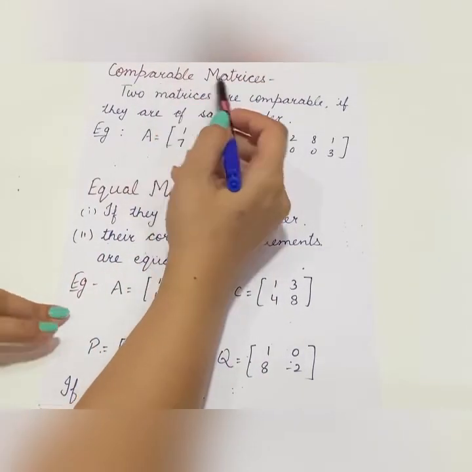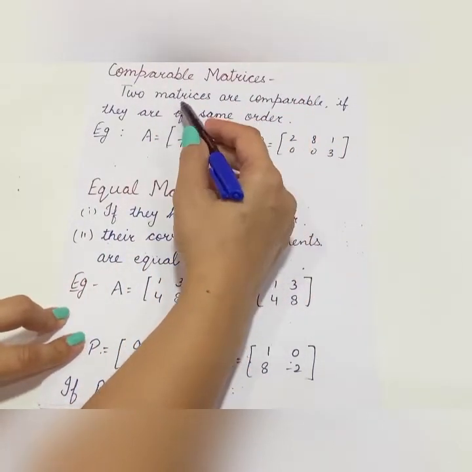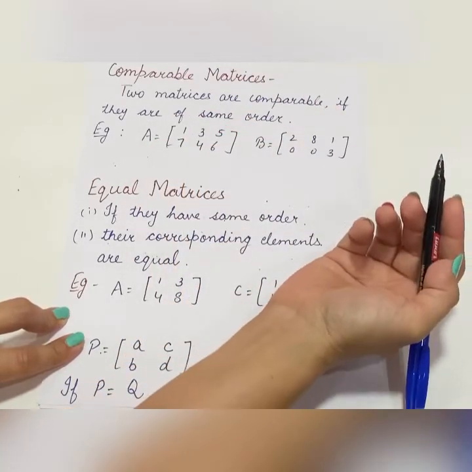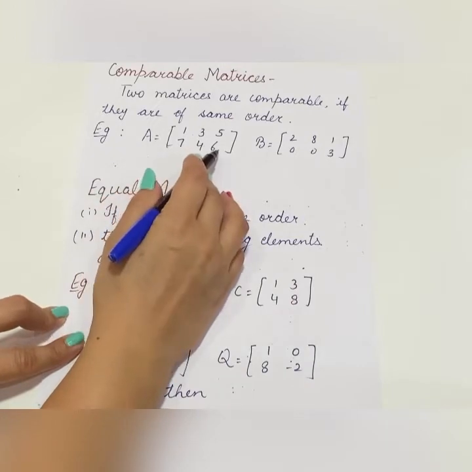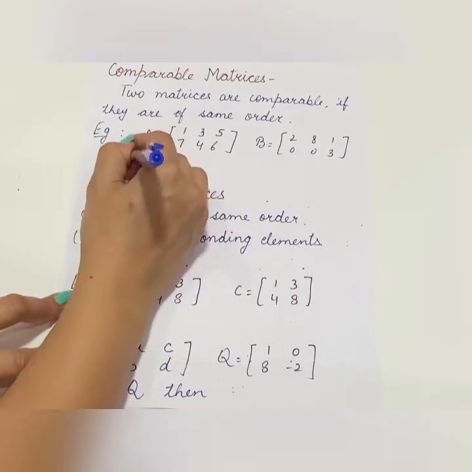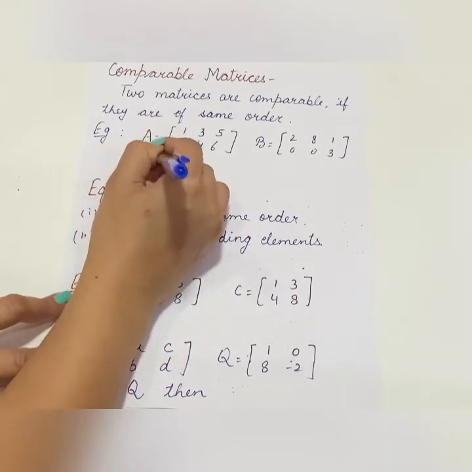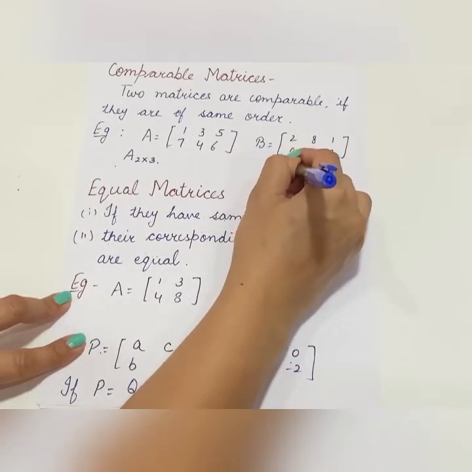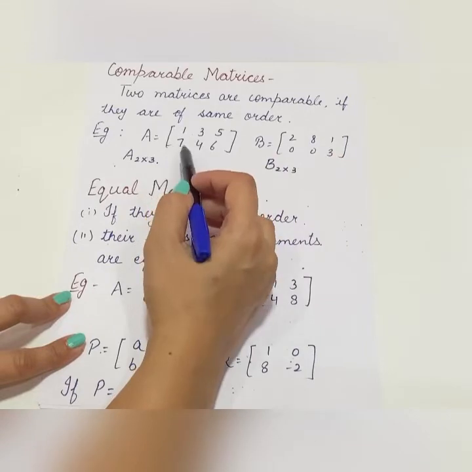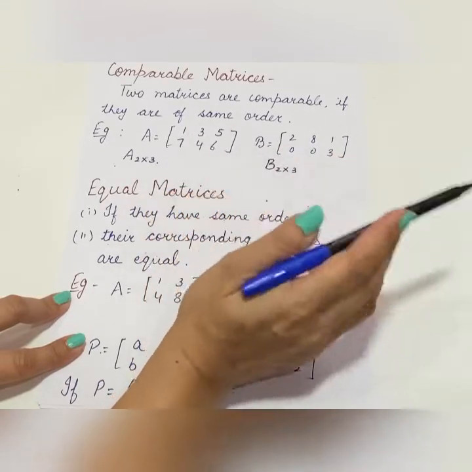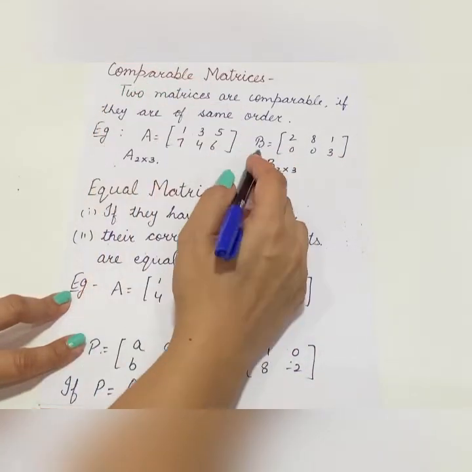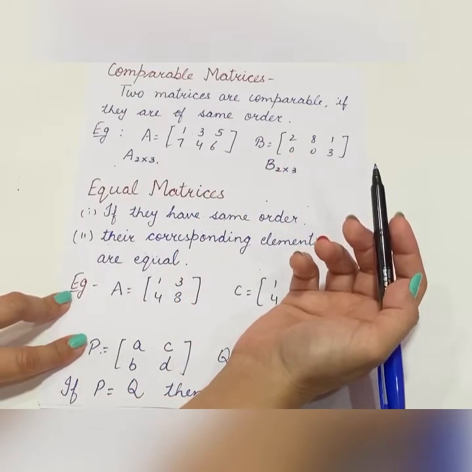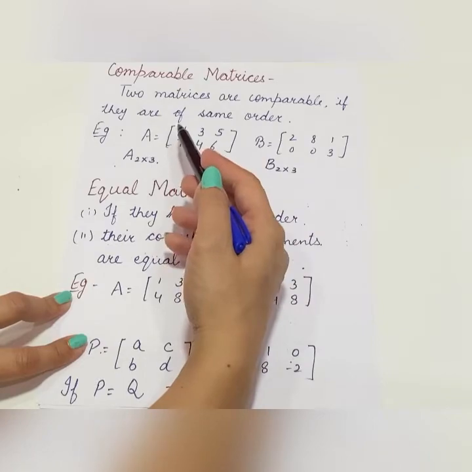What do you mean by comparable matrices? Two matrices are comparable if they are of the same order. Like if we are taking this matrix A, the order of matrix A is 2 by 3, and the order of matrix B is also 2 by 3. They have 2 rows and 3 columns. So A and B are comparable matrices. If the order is the same, then they are comparable matrices.